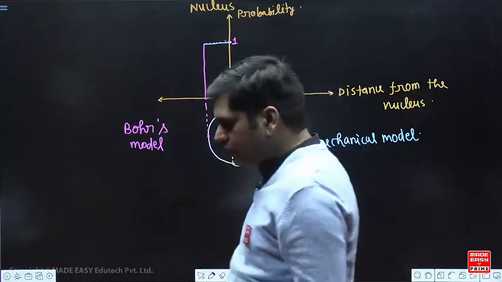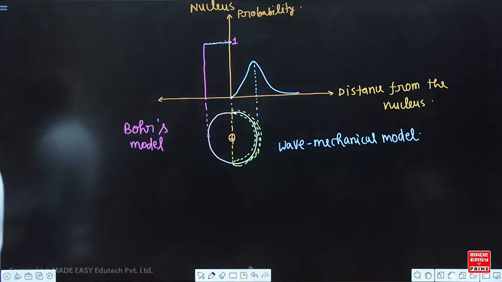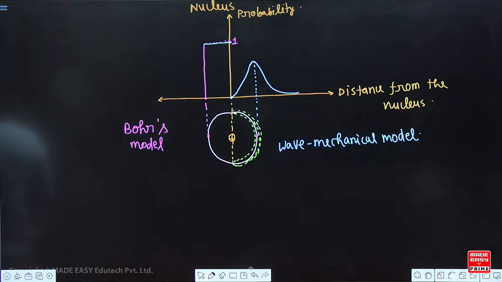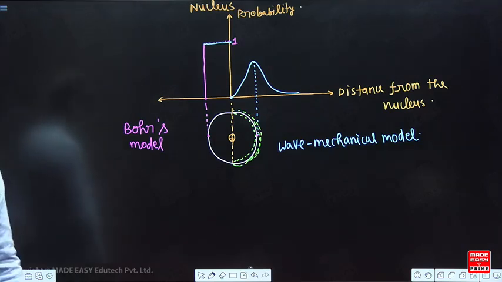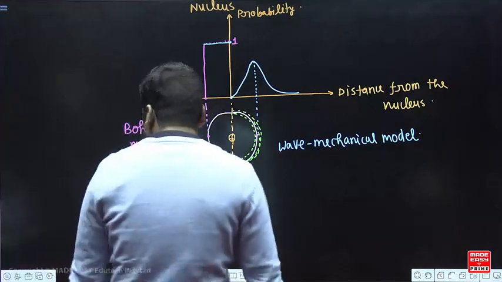So you need to write one line. The electrons in an atom are in continuous motion around the nucleus.